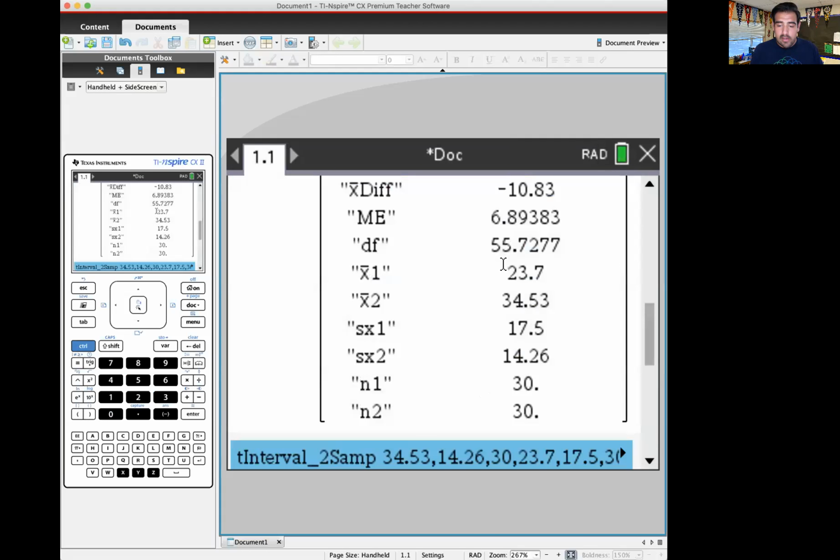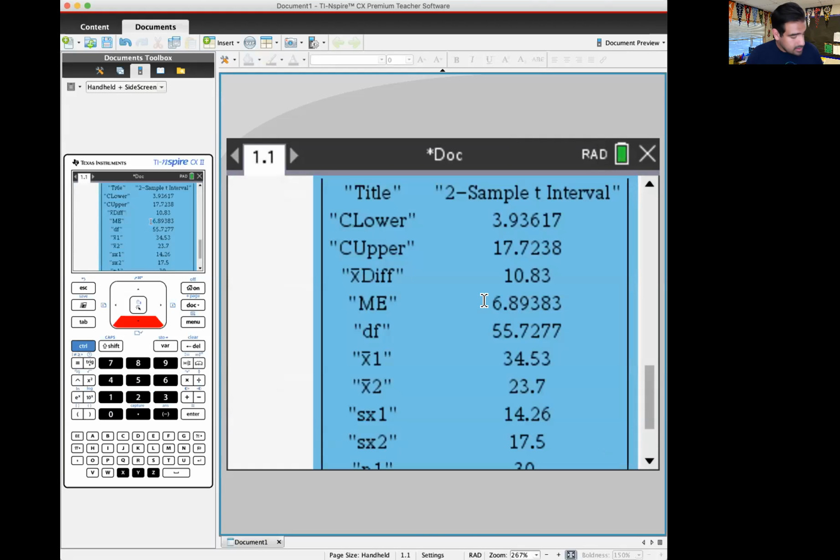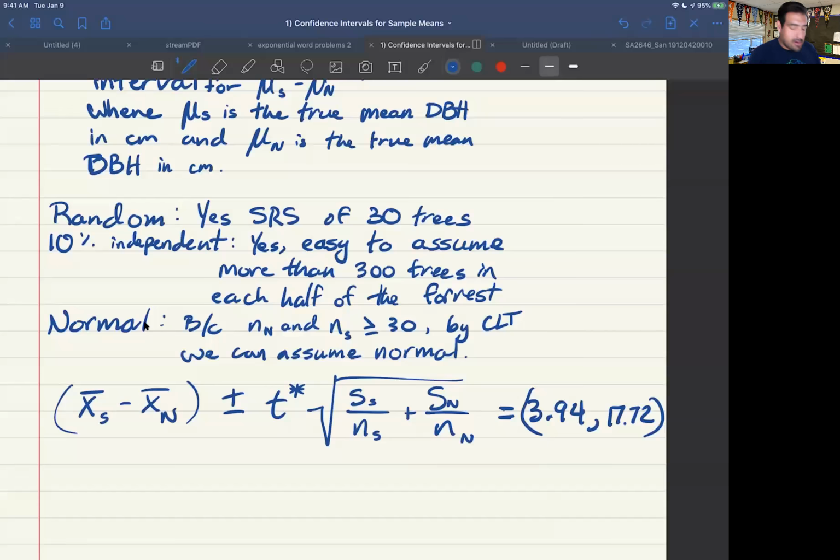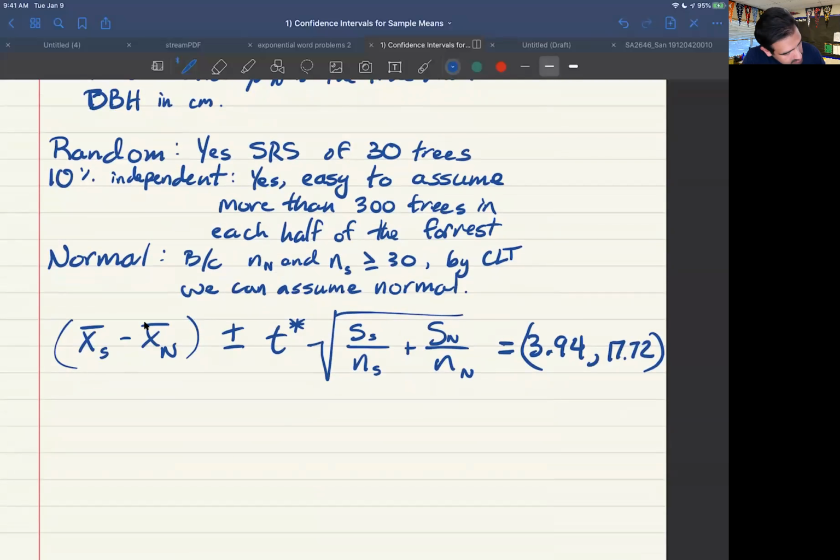And there we go, there's our interval. Let me go ahead and copy that down. 3.94 to 17.72. If you were to do it on the 84, it is exactly the same. Input the same information. I'm going to just save some time and finish off the problem. Now we need to conclude.